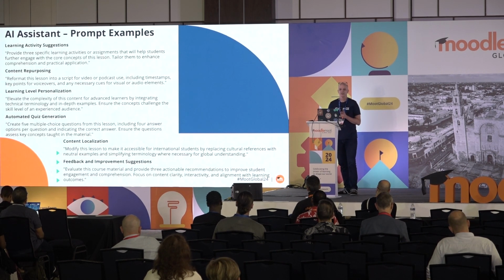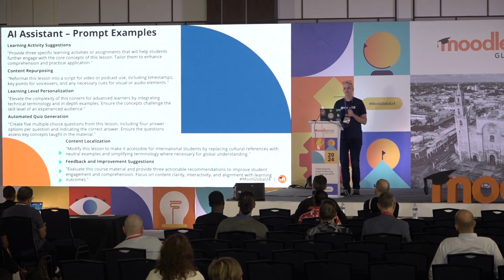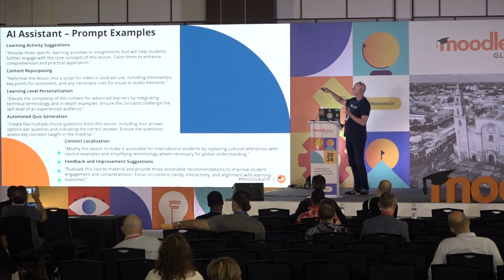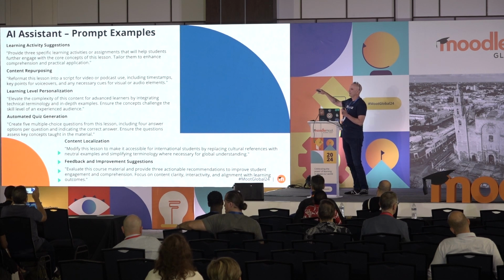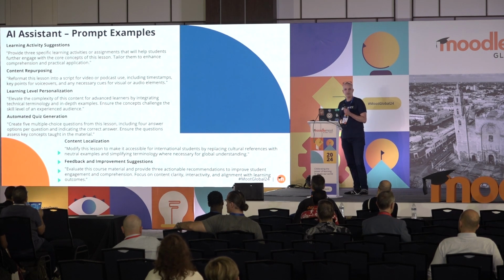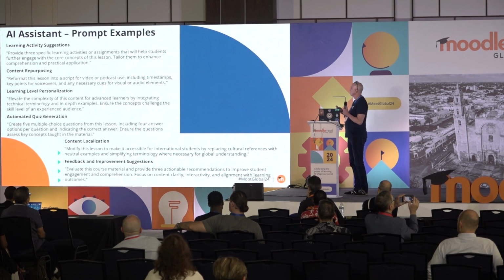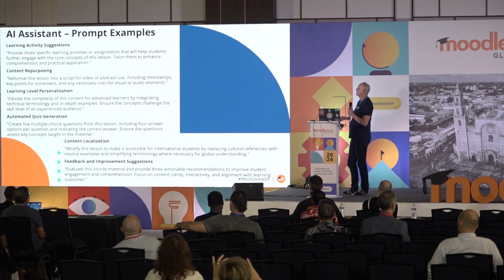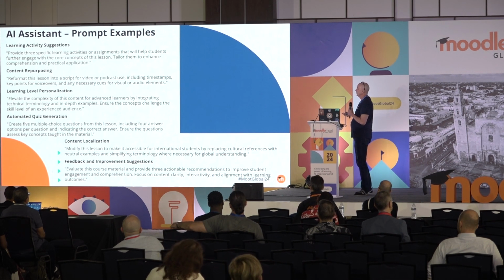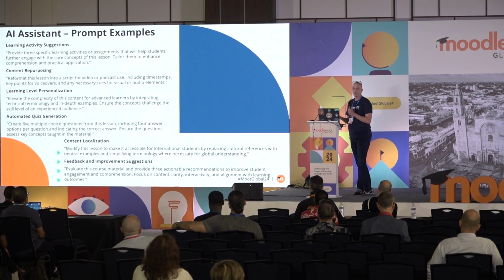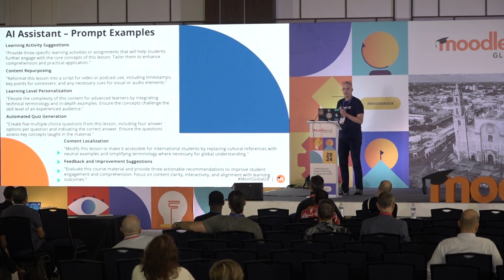So with the time we have left, we're going to look at what some of these do's and don'ts work out to. Now, where you see this lesson, this type of prompt would be maybe you ask it to generate something, and then this is the refinement of that based on how the subsystem works in Moodle today. So provide 3 specific learning activities or assignments that will help students further engage with core concepts. Tailor them to enhance comprehension and practical application. Very specific, asking for exactly what we want.